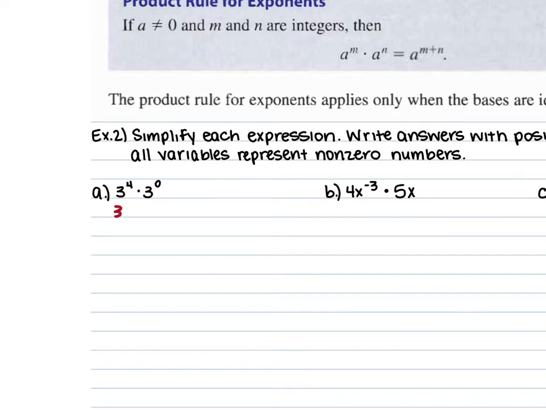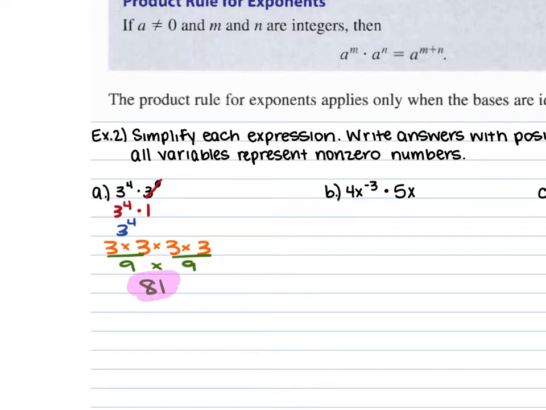So this 3 to the fourth power times 3 to the power of 0 is just 3 to the fourth power times 1. So we're just doing 3 to the fourth power, which is 3 times 3 times 3 times 3. Now you know 3 times 3 is 9. Both of these are 9. Multiply the 9s together, you get 81. So this 3 to the 4th power is just 81.